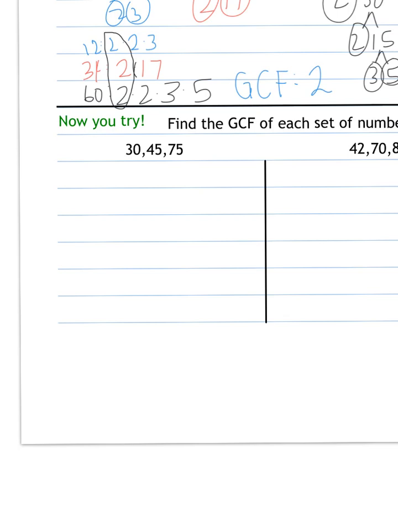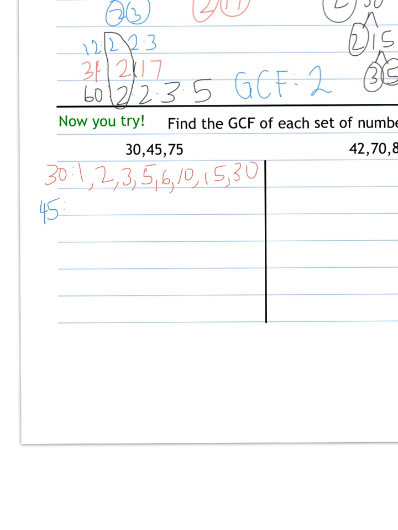Alright, our first one here is 30. This time I'm going to list out the factors. Let's see. 1 goes into 30 30 times. We've got 2 and 15, 3 and 10. 4 does not. 5 goes in there 6 times. 7, 8, 9, 10. Now we're back to the numbers we already did. So there are our factors for that one.